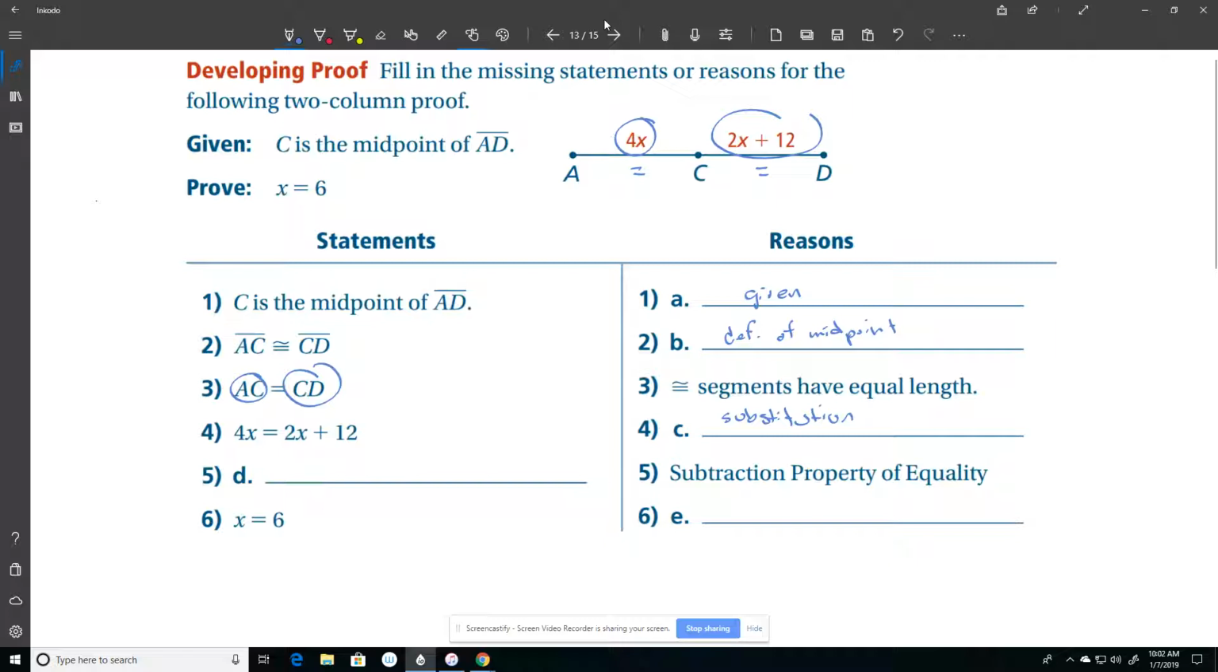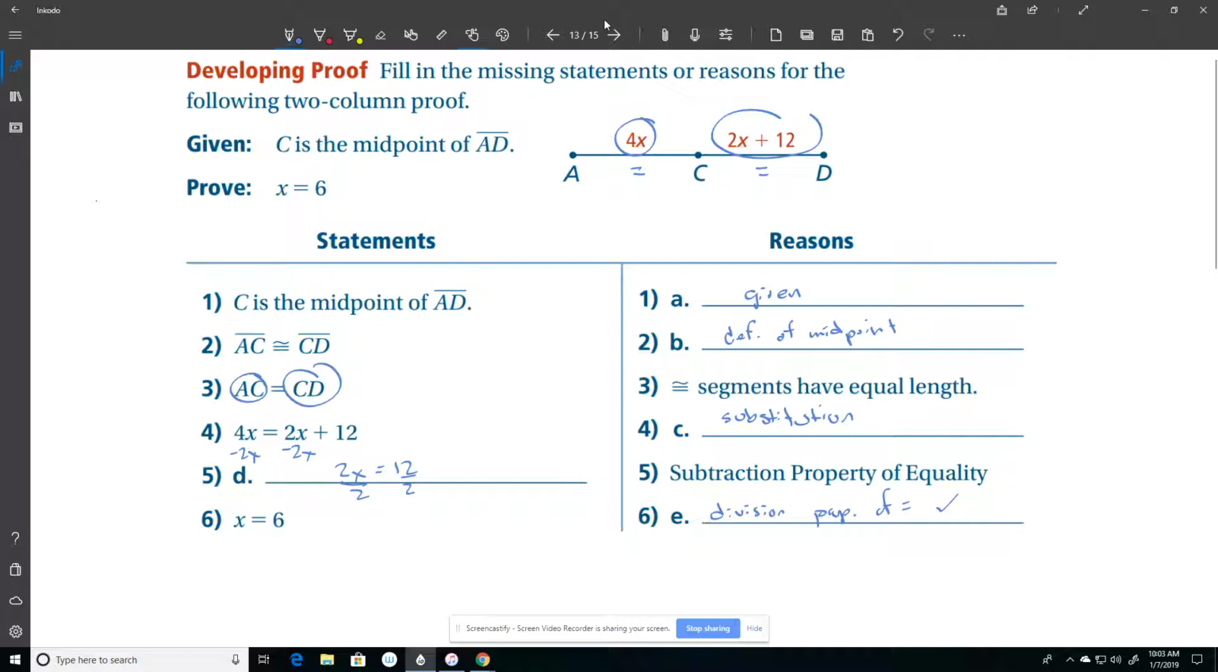And then part D, it wants you to use the subtraction property of equality. So in order to go from this step to the next step, I'm going to subtract 2x from both sides. And I'm going to end up with 2x equals 12. So I use the subtraction property of equality to get from 4x equals 2x plus 12 to this point by subtracting both sides. Then from 2x equals 12, to get x by itself, I divide by 2. And I end up with x equals 6. And I did that using the division property of equality.